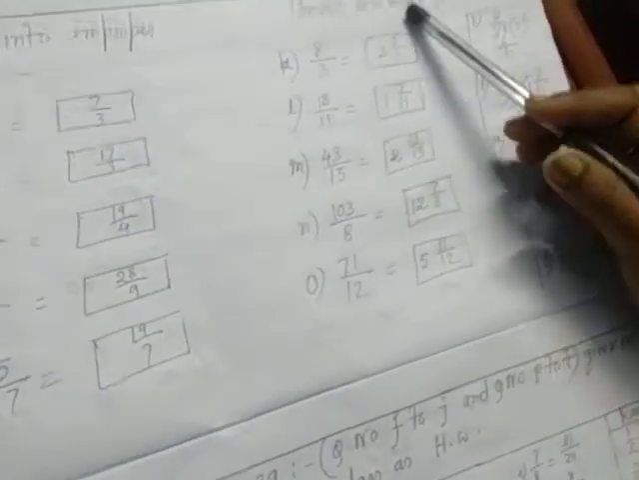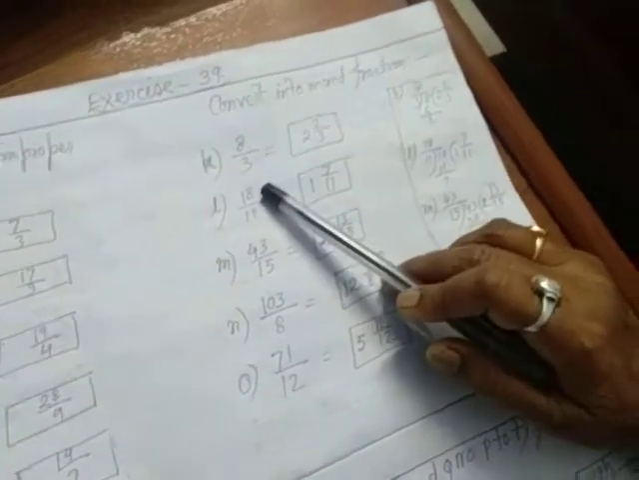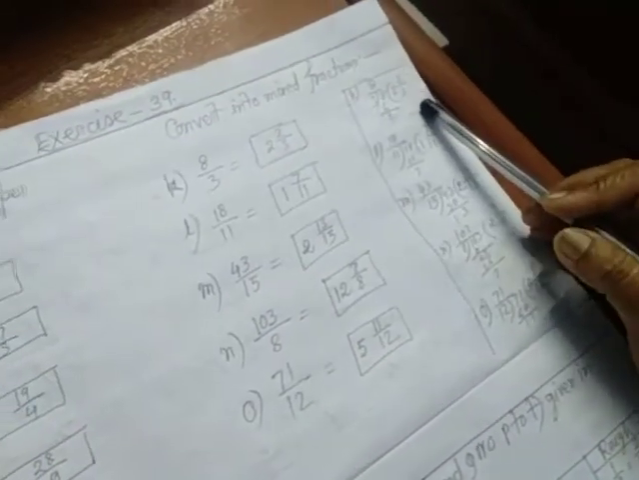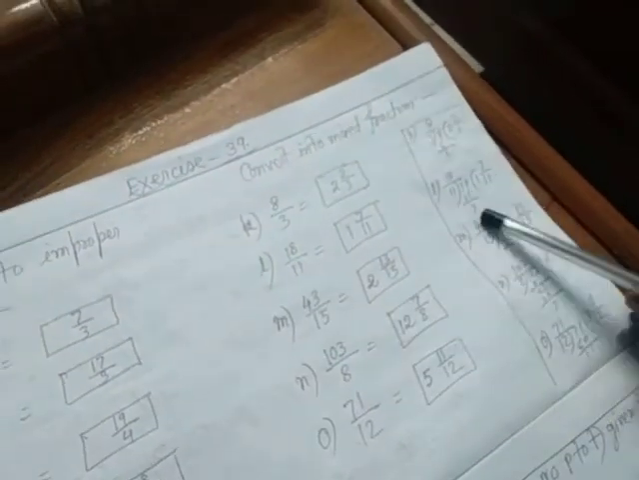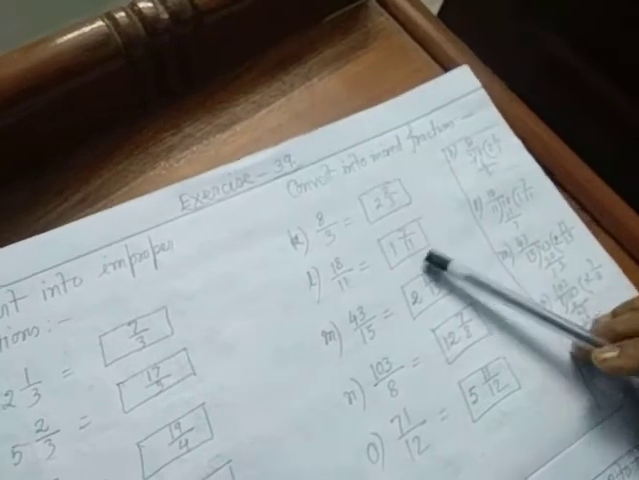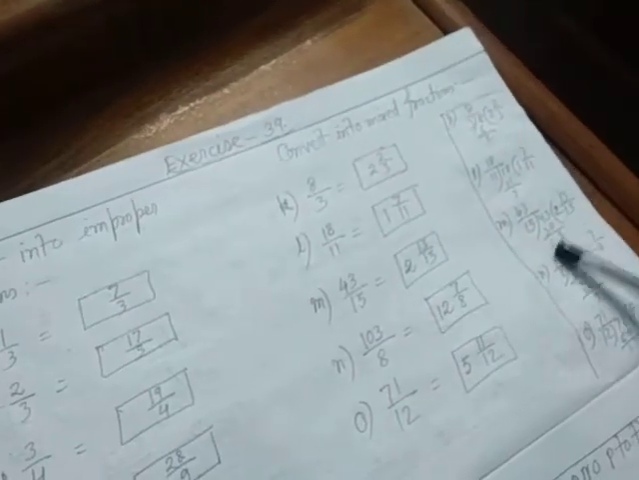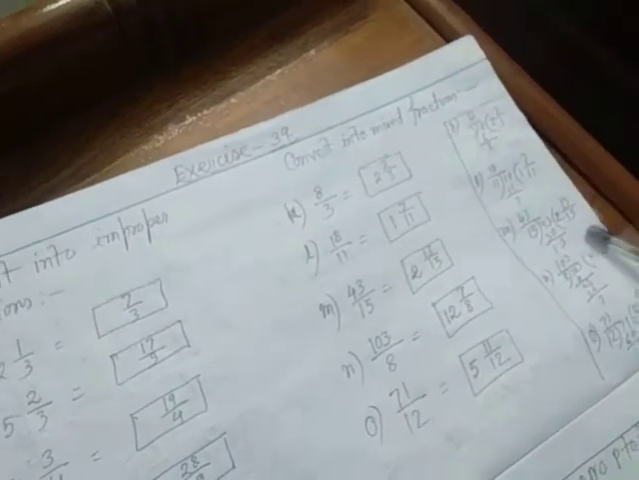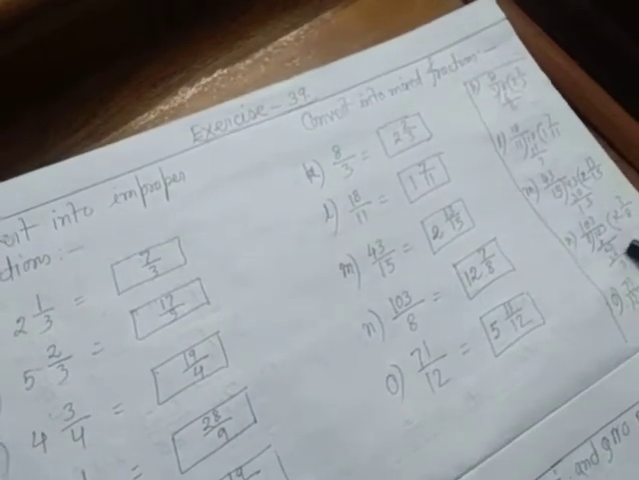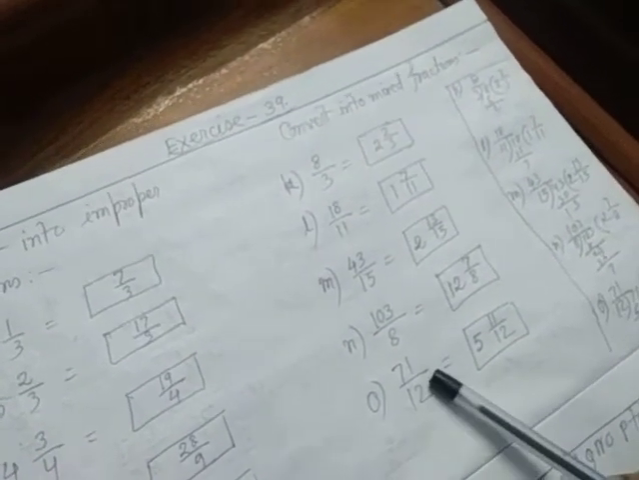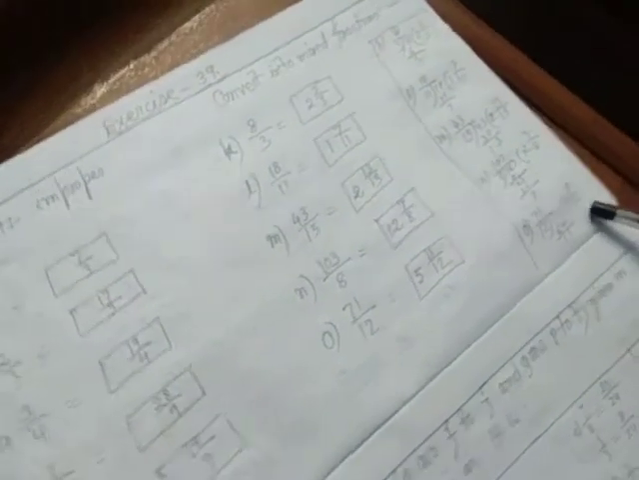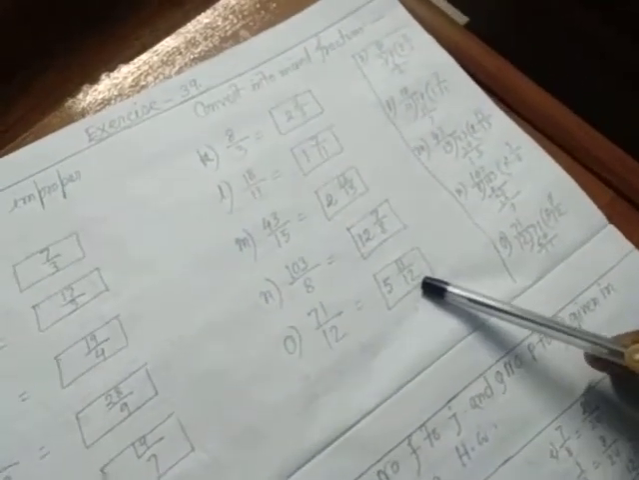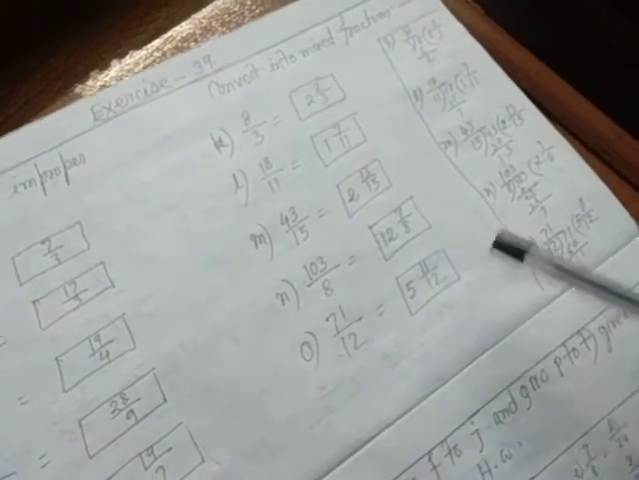Okay. Convert into mixed fraction. 8 by 3 is 2 2 by 3, mixed fraction. 18 by 11 is 1 7 by 11. 43 by 15 is 2 13 by 15. 103 by 8 is 12 7 by 8. 71 by 12 is 5 11 by 12.